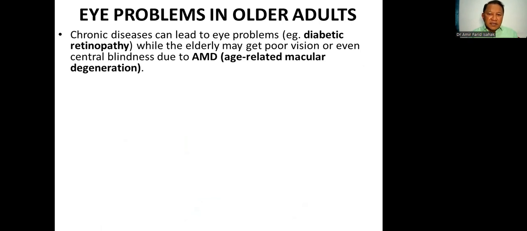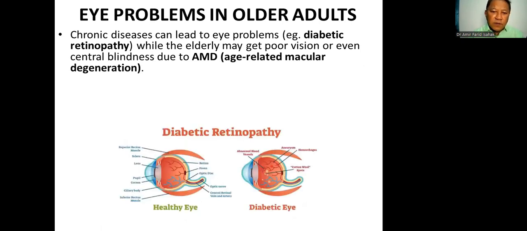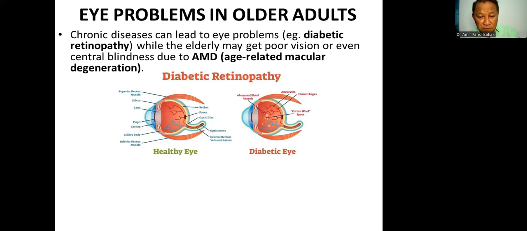Chronic diseases can lead to eye problems. Example, diabetic retinopathy, while the elderly may get poor vision or even central blindness due to AMD, which is age-related macular degeneration. Okay, we're all very familiar with diabetic retinopathy. We've often spoken about diabetes, and one of the complications of diabetes is diabetic retinopathy.